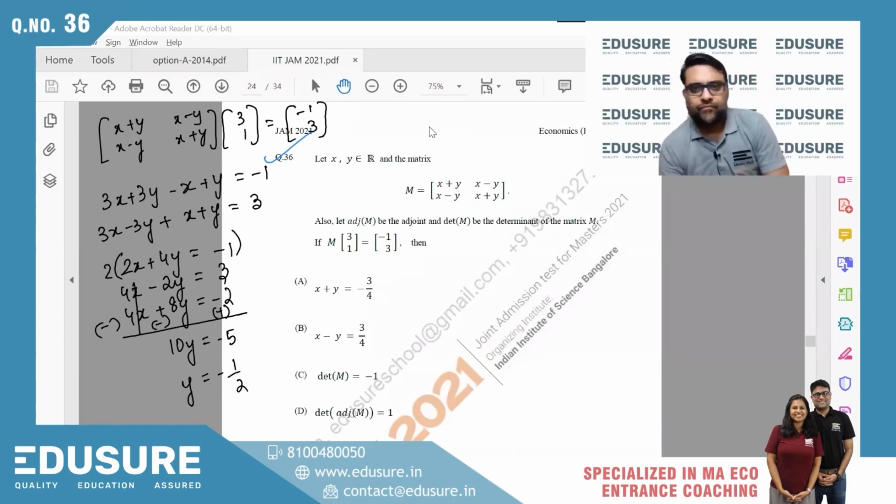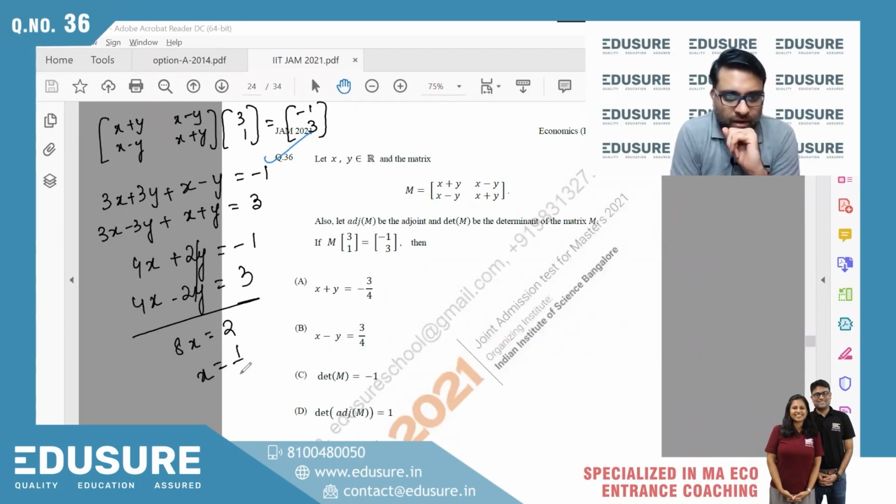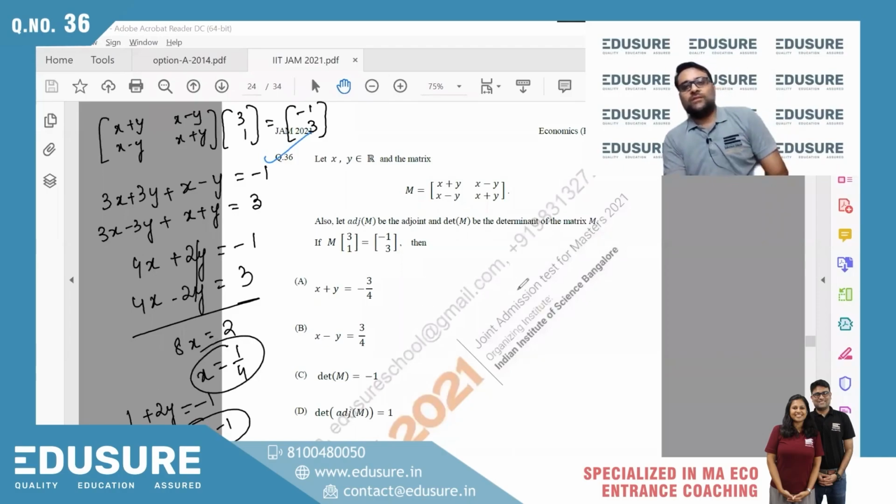Is this okay? So this is 4x plus 2y is equal to minus 1. This is 4x minus 2y is equal to 3. So I add, 8x is equal to 2, x is equal to 1 by 4. 1 plus 2y is equal to minus 1. Therefore, y is equal to minus 1 by 2. X is equal to 1 by 4, y is equal to minus 1 by 2.